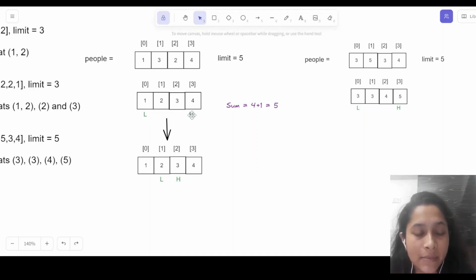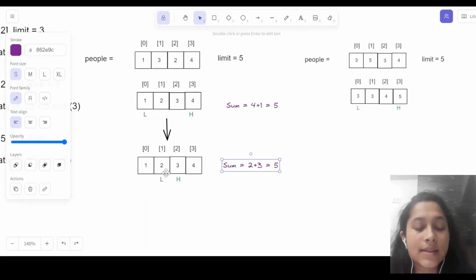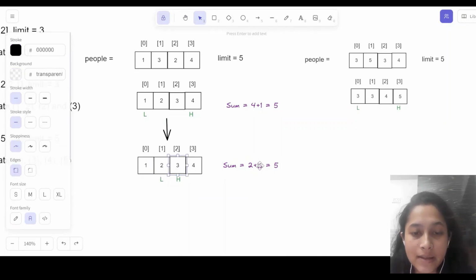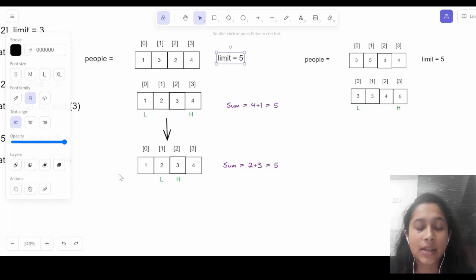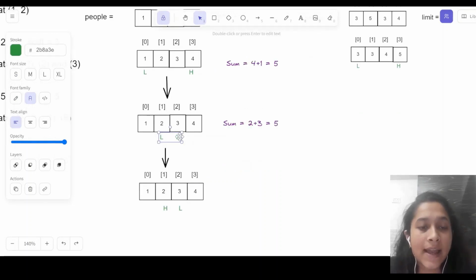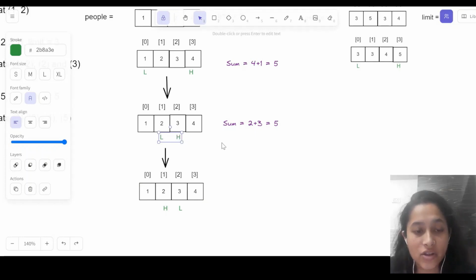and I have decremented my H pointer and incremented my L. The sum of the weights of the people pointed by these two pointers is 5. 5 is equal to the limit. Therefore, we will increment the boat count and then decrement H and increment L. This is the state when our loop will actually stop, because our loop will be running for the condition where L will be less than H. As soon as H becomes smaller than L, it indicates that all the weights have been visited.